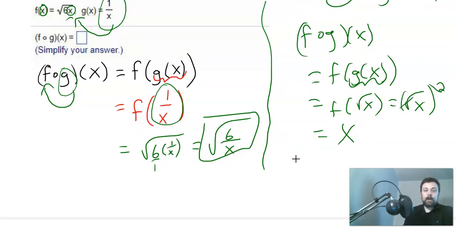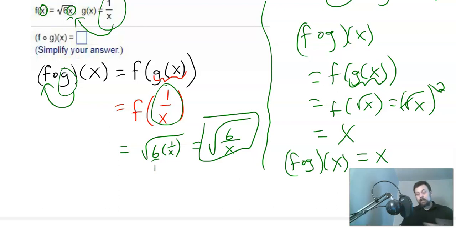And so your final answer is f composed with g of x is just equal to x, which tells you that whatever number you pick for x, that's the answer. It's an identity. So if I pick x equals 5, the composition is just equal to 5. If I pick x equals 10, it's equal to 10. So whatever number I pick for x, that's the answer here for this function. But that's not quite true, actually.